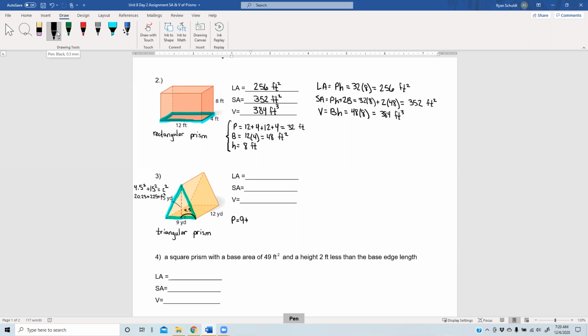Sorry, 245.25. I left out a number there. 245.25. And if we take the square root of that, we'll get approximately... I'm going to do 3 decimal places because I have to round my answer to 2. So I want to go one more than what it asked for.